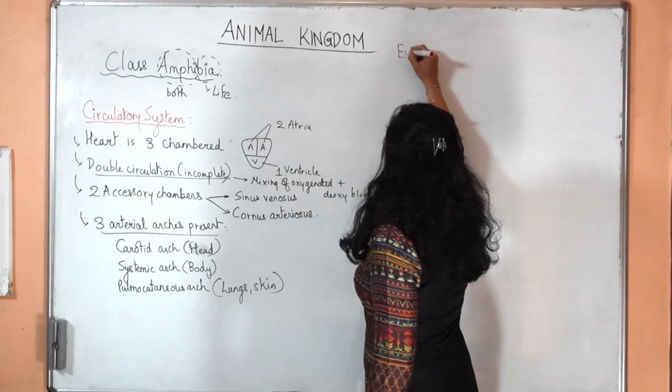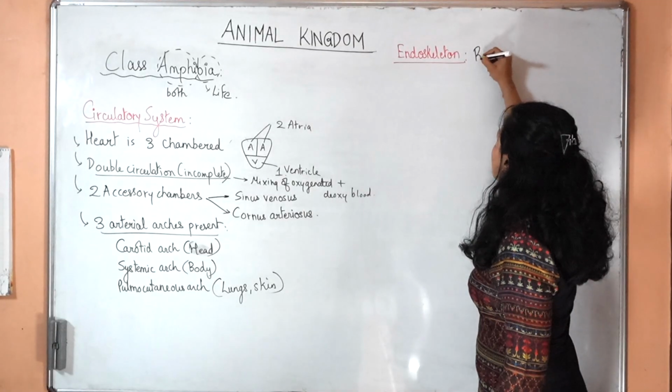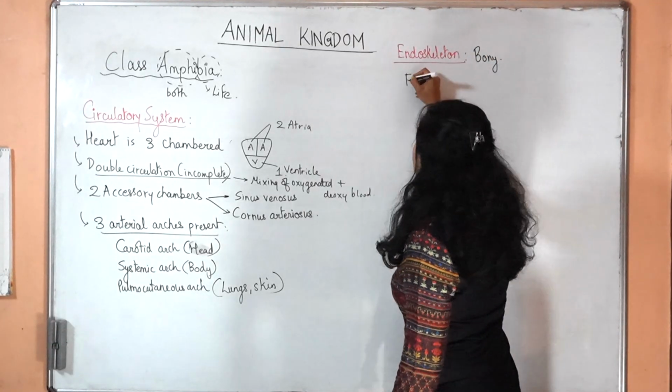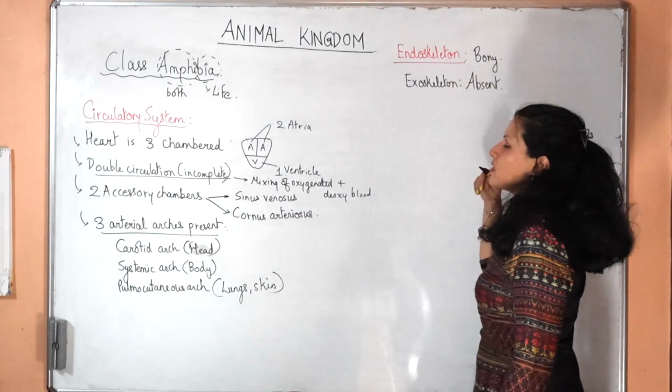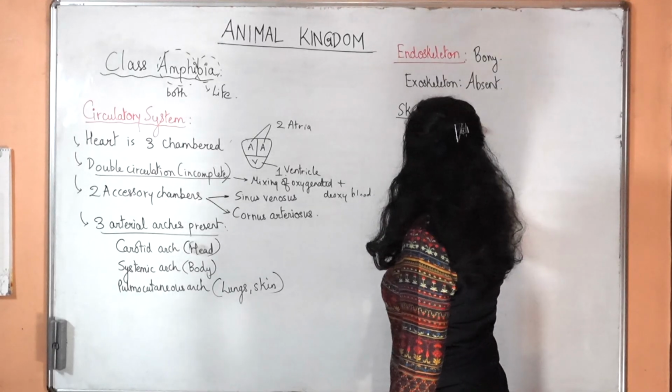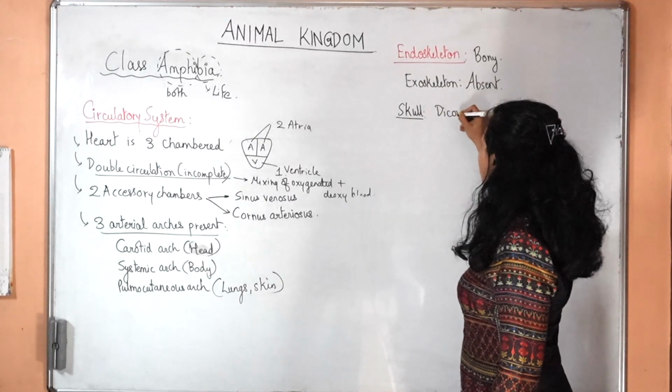Next we talk about the endoskeleton. You know that it has a bony endoskeleton. An exoskeleton is absent. In case of amphibians, they do not have scales or anything else. The skull is said to be a dicondylic skull.